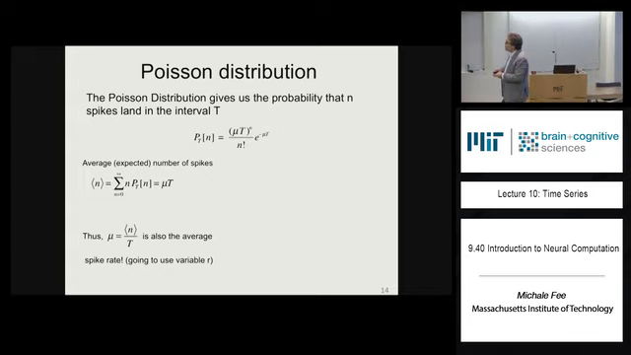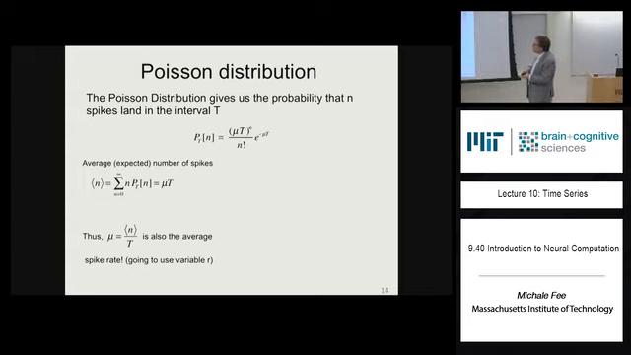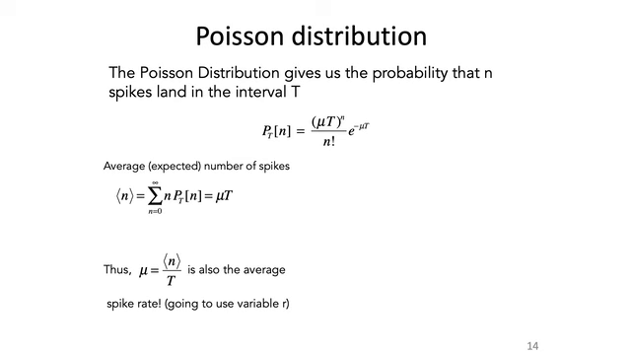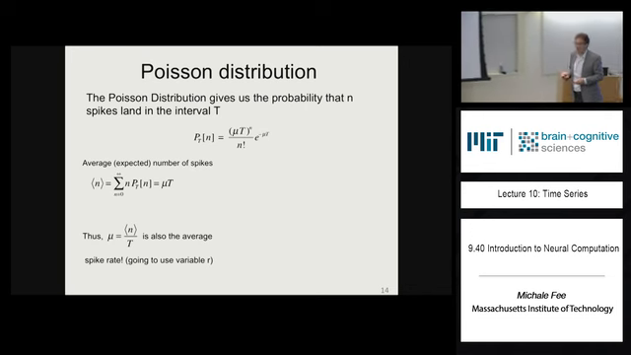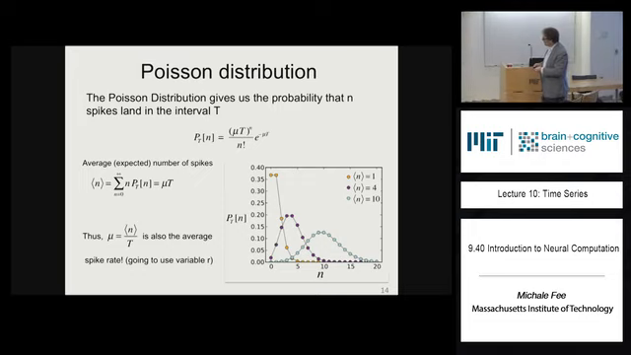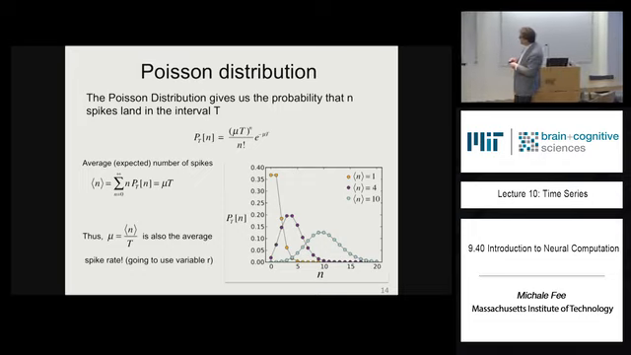So you can see that the firing rate, mu, is just the expected number of spikes divided by the width of the window. Does that make sense? That's pretty obvious. That's just the spike rate. And we're going to often use the variable r for that, for firing rate. Okay, and here's what that looks like.